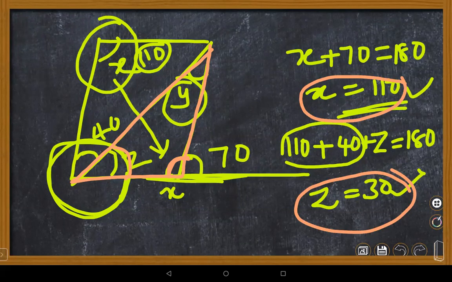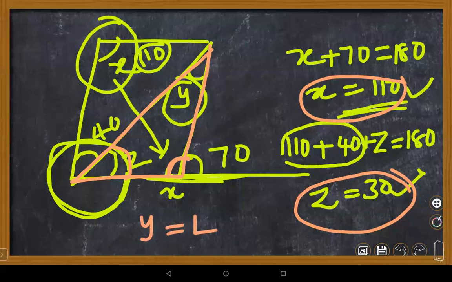110 plus 30. Children, are you there? Ma'am, 140. 140 plus what angle gives you 180 in angle sum property? In a triangle, the sum of angles is 180. 140 plus 30... 40. So 40, ma'am. That's why I told Y equal to 40.